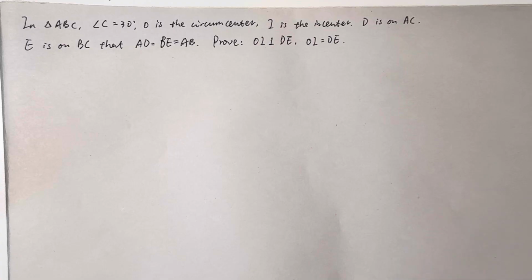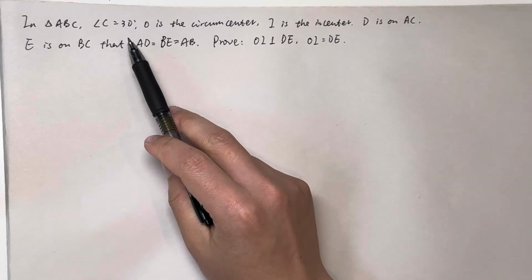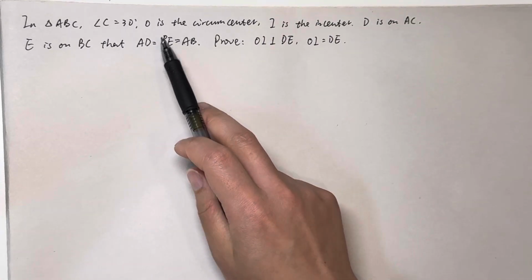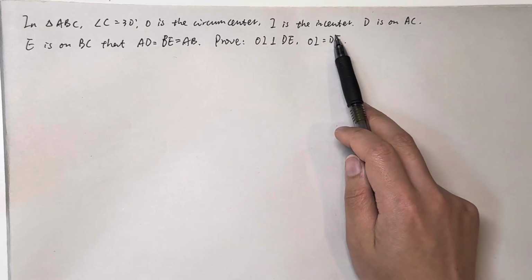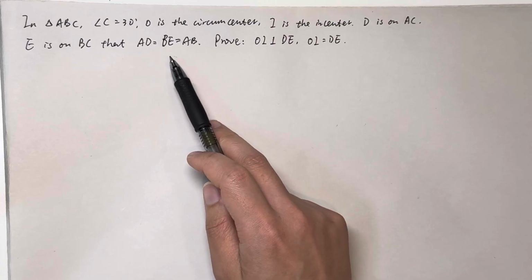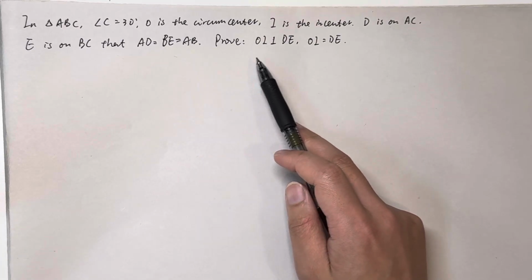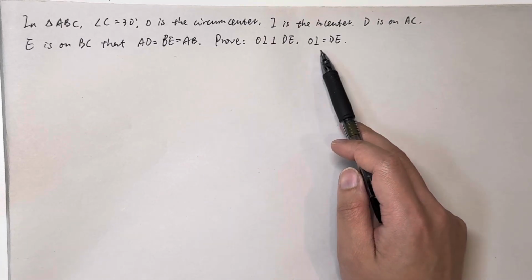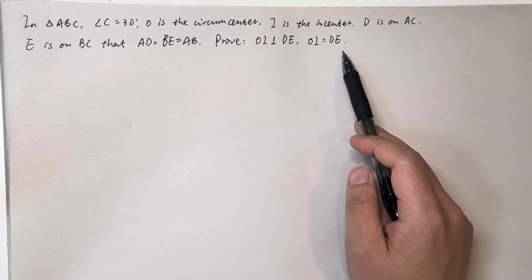So here is a problem. In triangle ABC, angle C equals 30 degrees. O is the circumcenter, I is the incenter. D is on AC, E is on BC, such that AD equals BE equals AB. Prove that OI is perpendicular to DE and also OI equals DE.